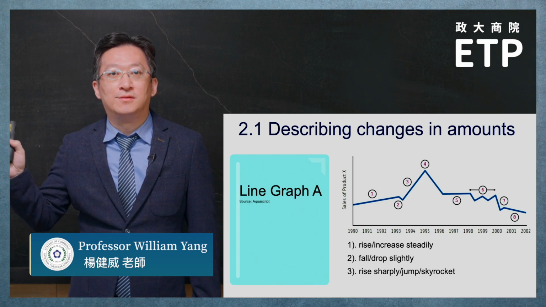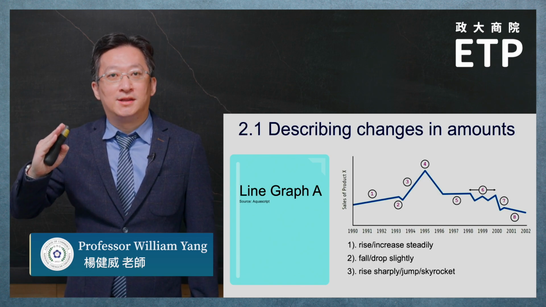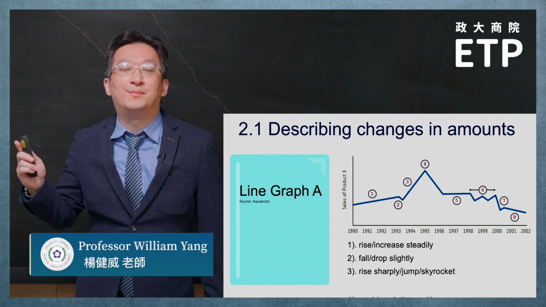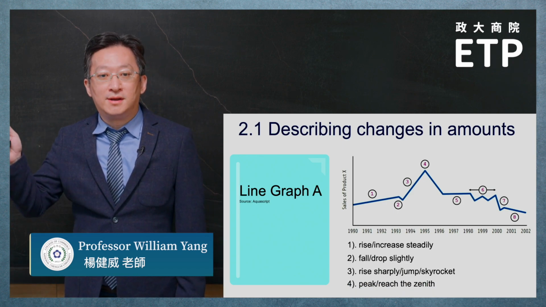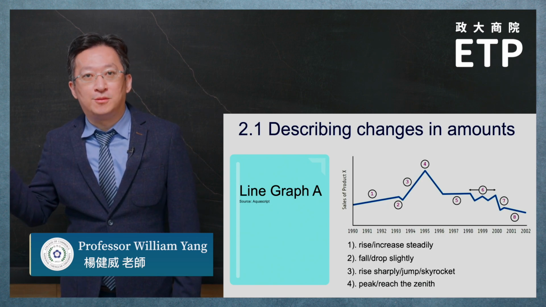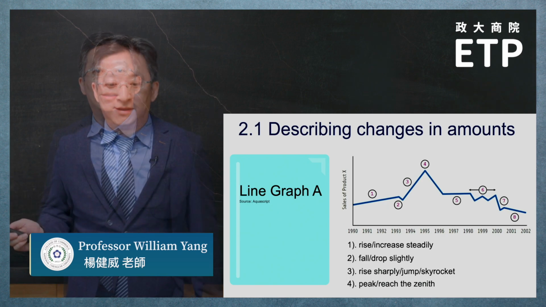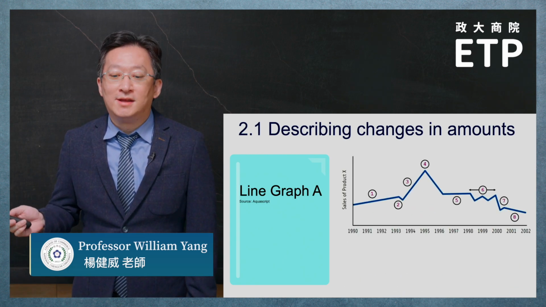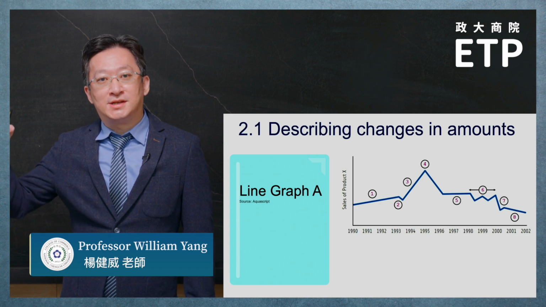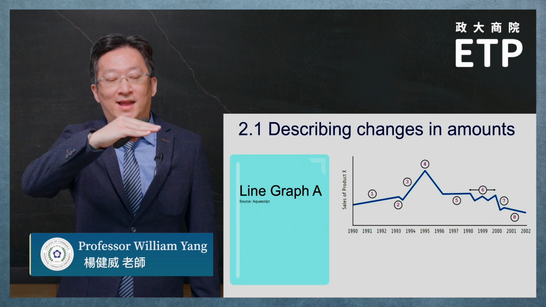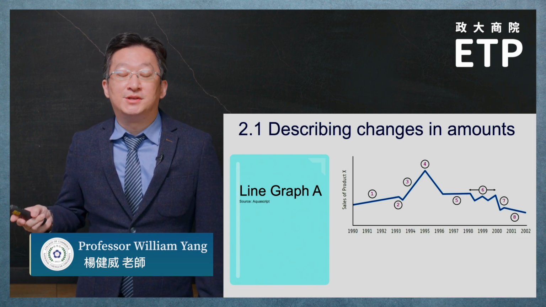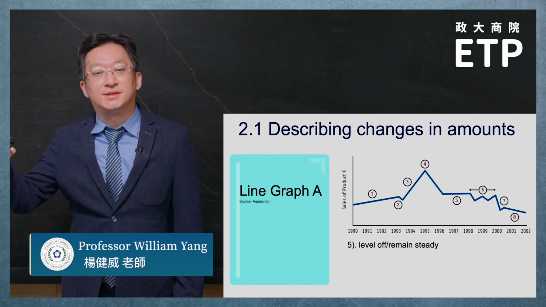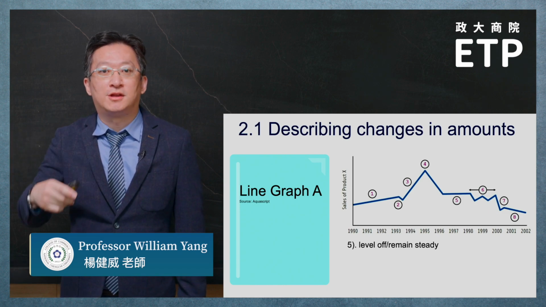And then we come to number 4. Here you see the line reaches a certain high point. So here you can say the number peaks or the number reaches the zenith, which means the highest point. And here we can see the second half of the line. Let's start with number 5. You can see that the line began to flatten. If this happens, you can say the number begins to level off, or the number remains steady, unchanged.